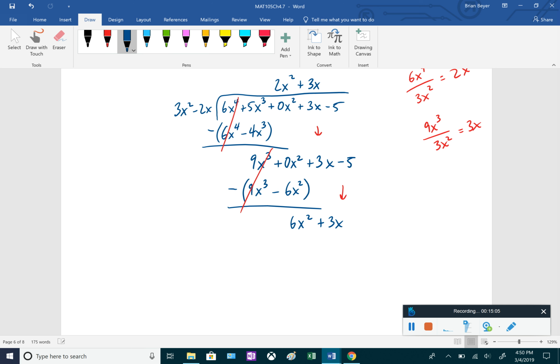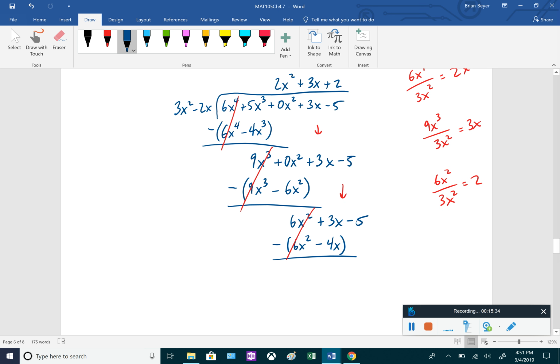And it looks like we can do this one more time. So 6x squared, leading terms being divided gives us 2. So that's going to be plus 2 for the quotient. Multiply the 2 by the divisor, and we get 6x squared minus 4x. The first terms cancel. 3 minus negative 4, that's 3 plus 4, which is 7x. Bring down that 5 that we didn't use.